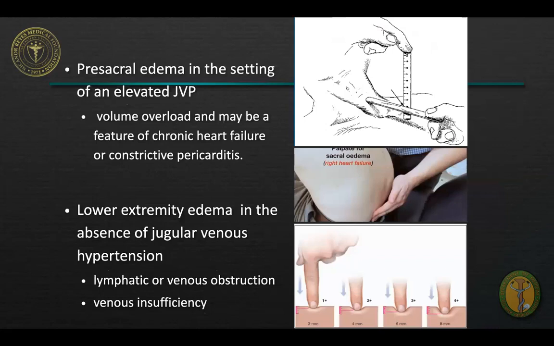Lower extremity or presacral edema in the setting of an elevated JVP defines volume overload and may be a feature of chronic heart failure or constrictive pericarditis. I'm sure you know how to get the JVP, as seen in the figure at the top. The photo in the second part is presacral edema.